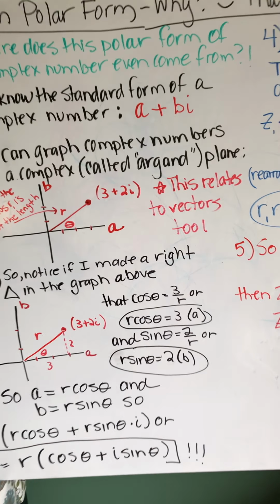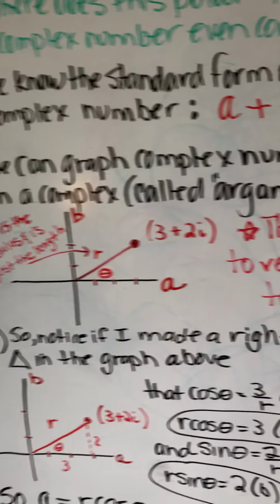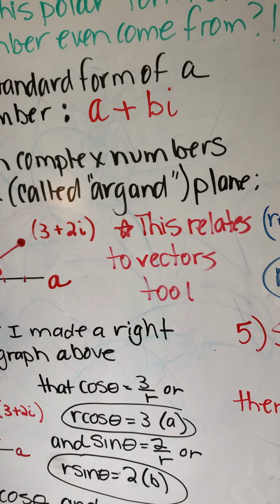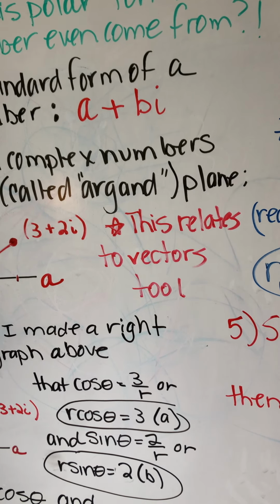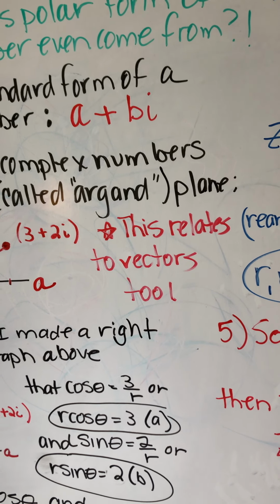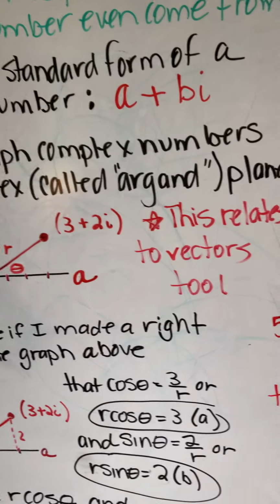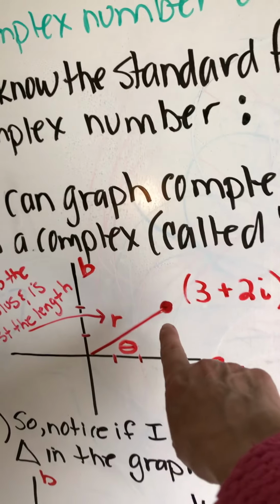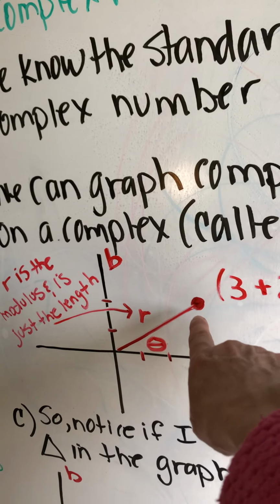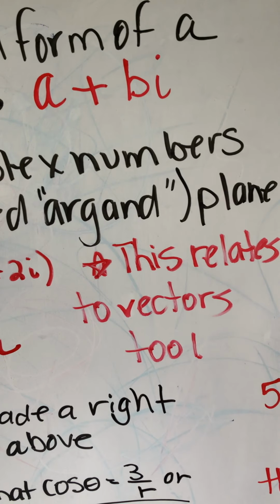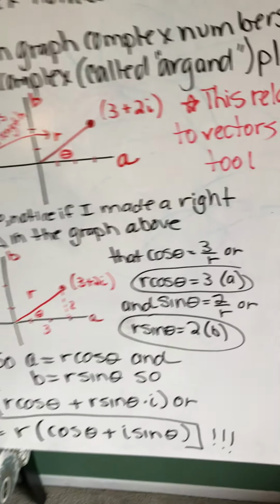Now what I want you to know here is this relates to vectors also, which is why you're studying vectors in your Khan Academy Pre-Calc Recs for BC, right? Because vectors and complex numbers go together. If I simply put where this dot was an arrow on the end instead, it would be a vector. Okay, let's go down a little lower.